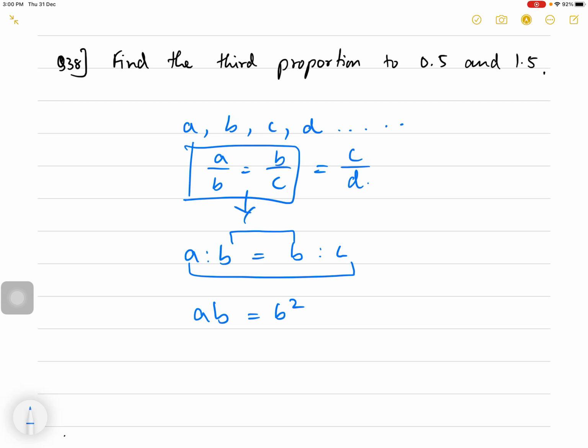Right? Here, find the third proportion. That is, 0.5 and 1.5 are the first and second proportion. That means this is A and this is B. You have to find C. Okay, so let's find out.